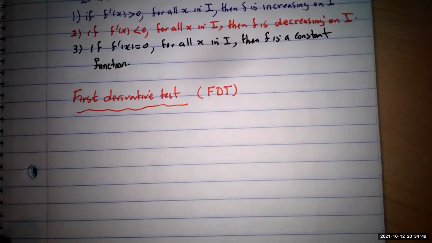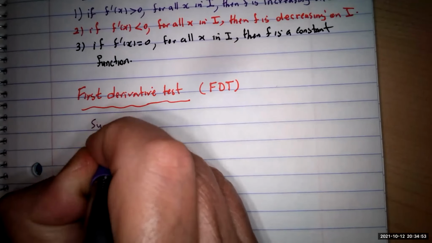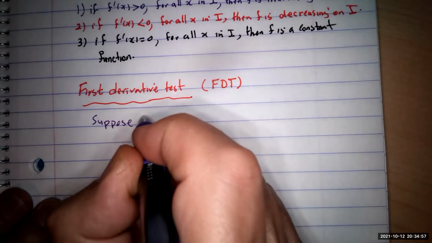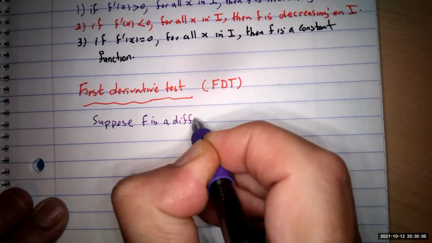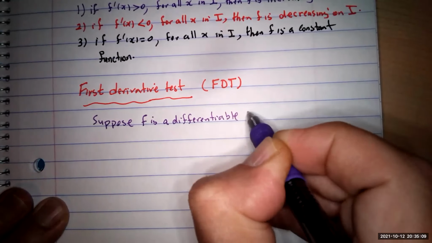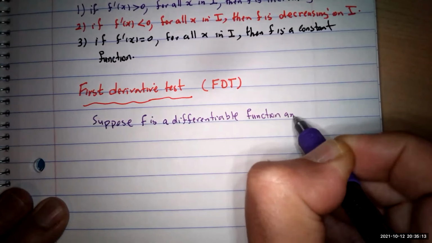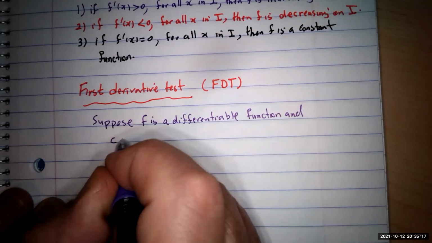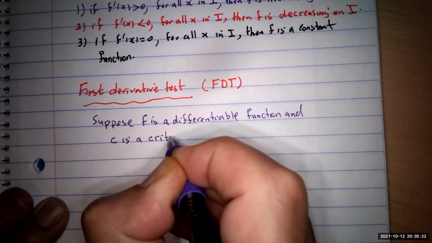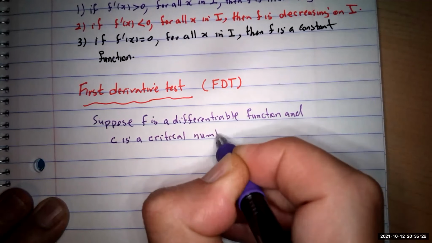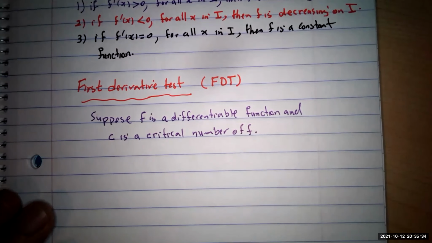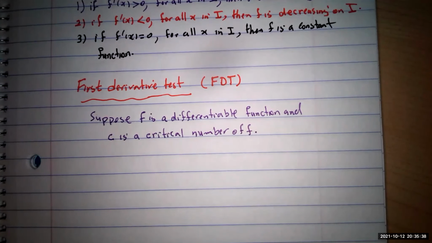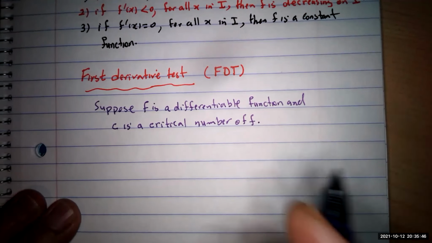So what's the first derivative test? There you are. Suppose you have a function. Suppose f is a differentiable function, it must be differentiable, of course. And c is a critical number for f. So this means you already did the 50%. You find the derivative of the function and you let it equal to zero. So how are we going to find out whether it's the maximum or the minimum?